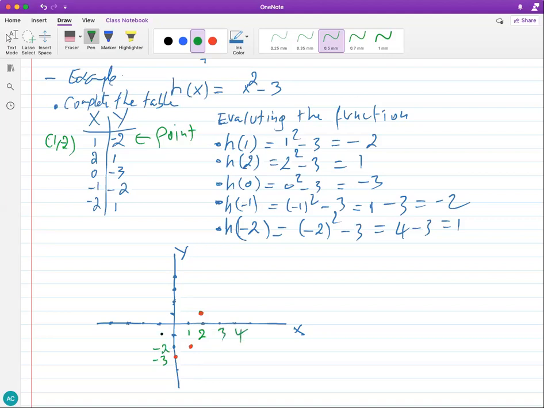Then 0, -3 is here. What's the next one? -1, -2. So x is -1, which is here. And then you go down to -2. Go down all the way across from here. So -1, all the way down to -2.